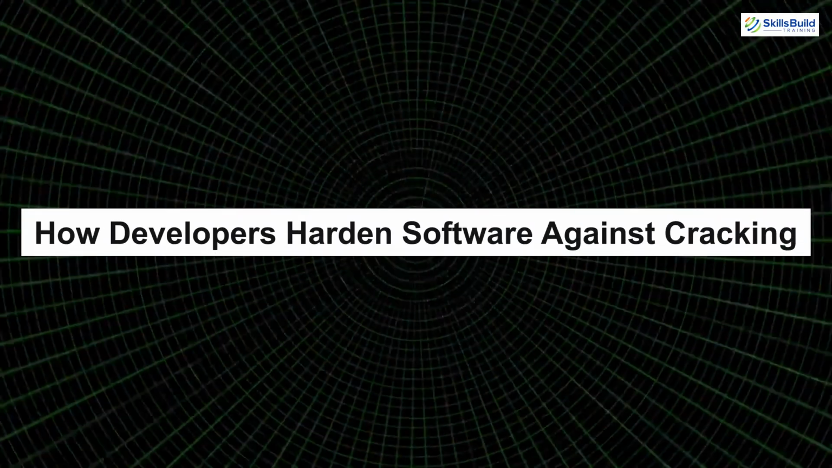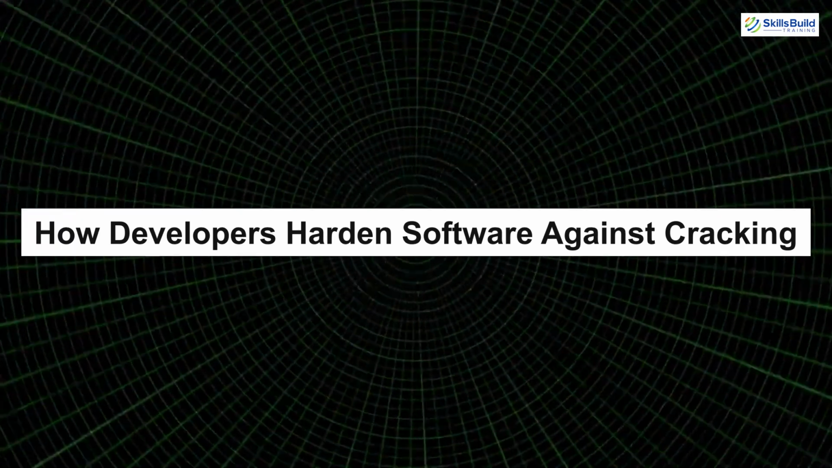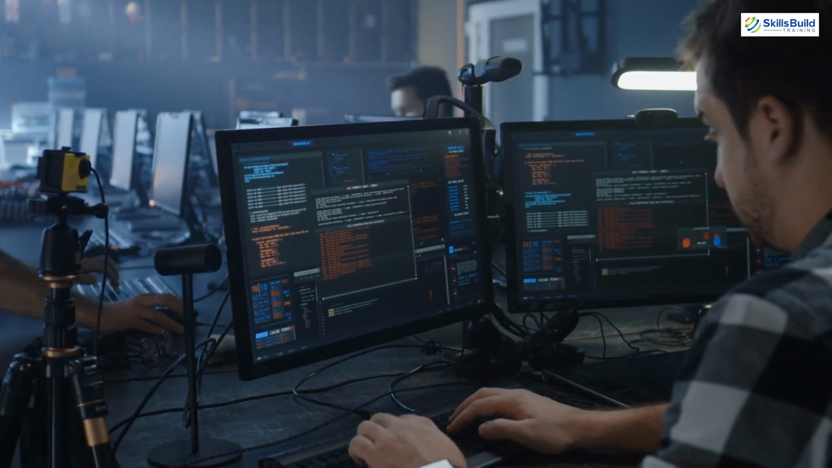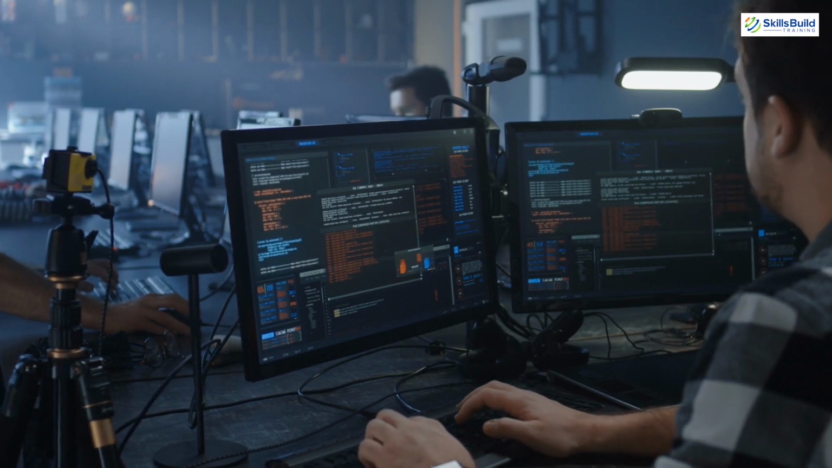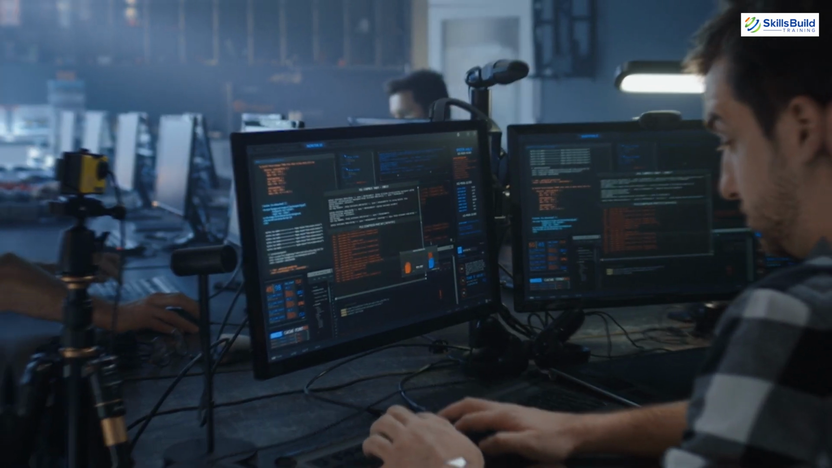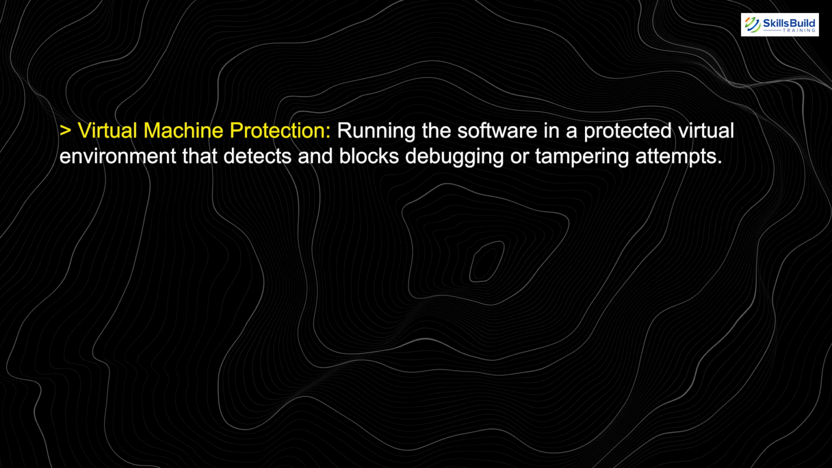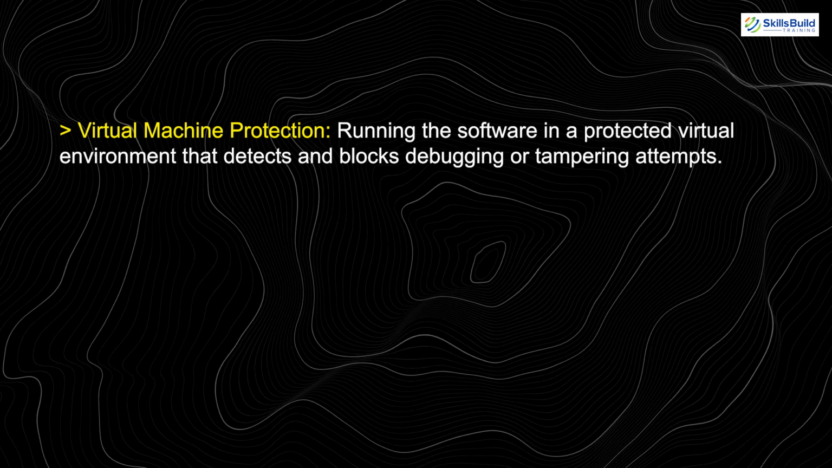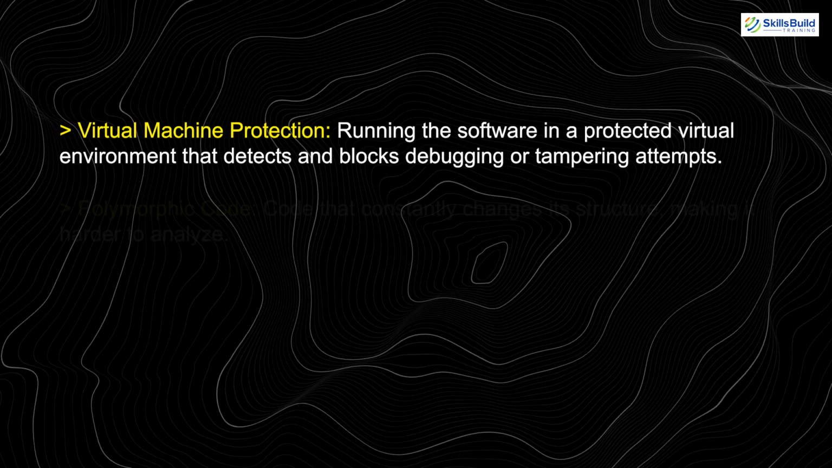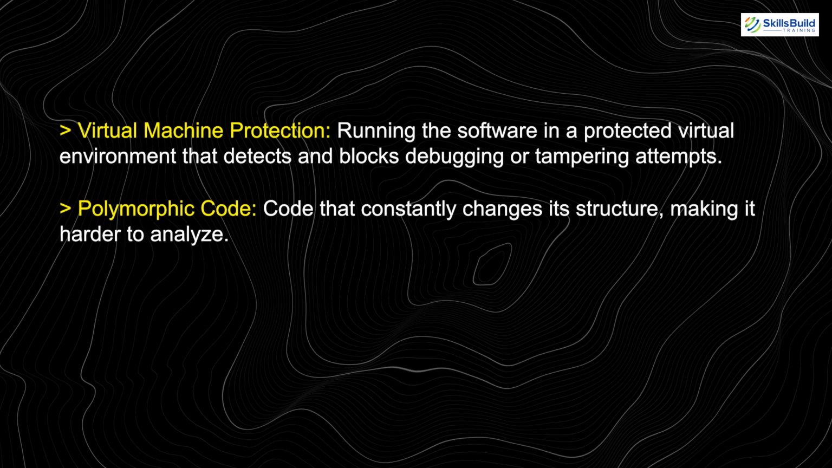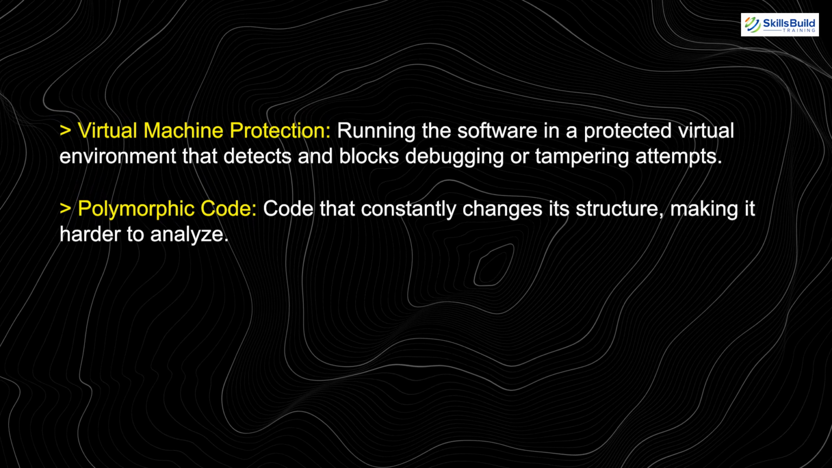How developers harden software against cracking. Developers have stepped up their defenses to protect software from being cracked. Some advanced techniques include virtual machine protection, running the software in a protected virtual environment that detects and blocks debugging or tampering attempts. Polymorphic code, code that constantly changes its structure, making it harder to analyze.